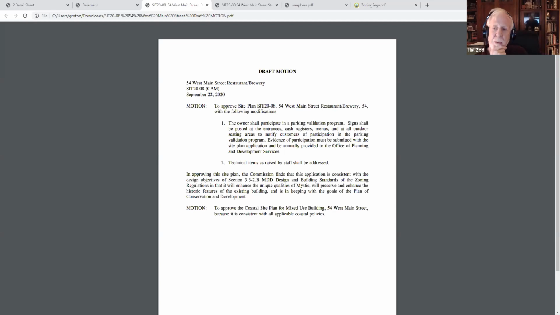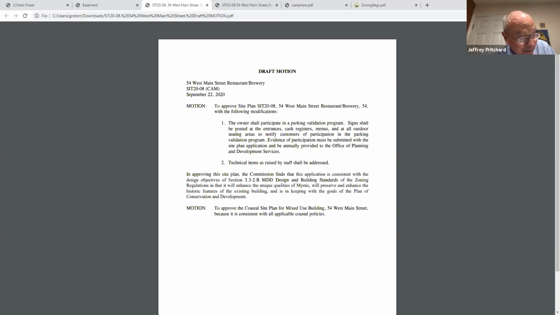And what happens if they can't? Because during the weekends, nobody can park there, or not enough people can park there. If they have to provide evidence, what happens then if they just say, hey, we're not seeing enough validated parking?